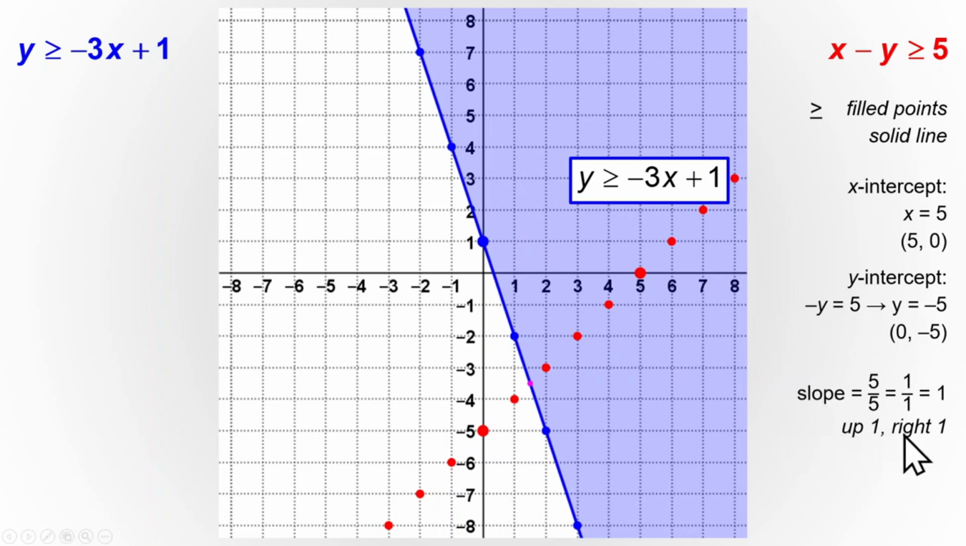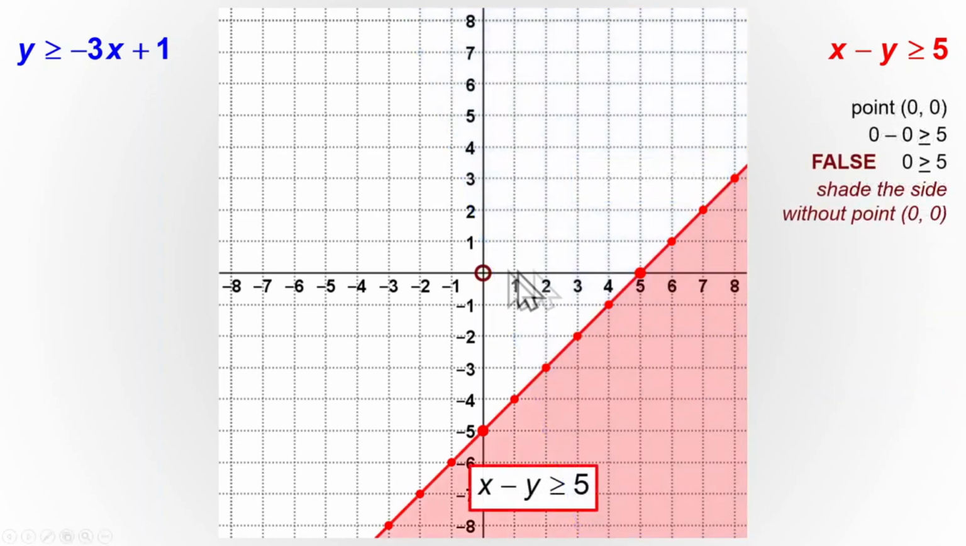And what you find out is when we connect the dots, we're going to have this particular line, and now we're going to have to pick a point. Oh, looky here, 0, 0 still works as a possible point. So let's go plug in 0, 0. 0 minus 0 is 0. That is not greater than or equal to 5. So once again, 0, 0 is the side we do not want to shade. We'll want to shade the other side down here.